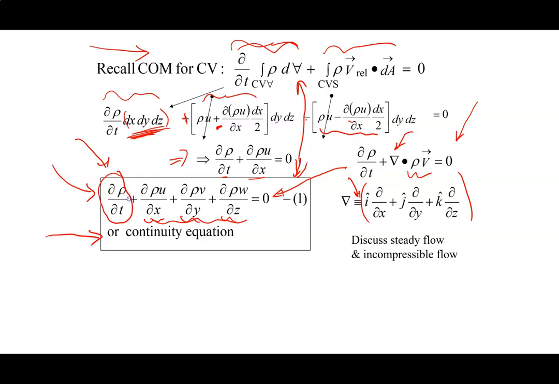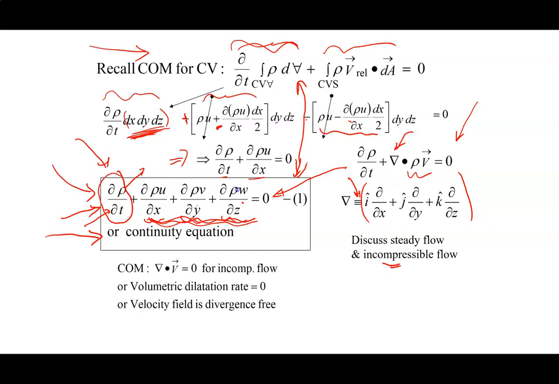And of course, if you have steady flow, then the time derivative term is 0. Or if you have incompressible flow, in which case density is a constant and the time derivative term would vanish. And then this equation would simplify, the density can be taken out, and simply I have d/dx of u, d/dy of v, and d/dz of w. The sum has to be equal to 0, right? So the conservation of mass will simplify to simply del dot v equals 0 for incompressible flow.